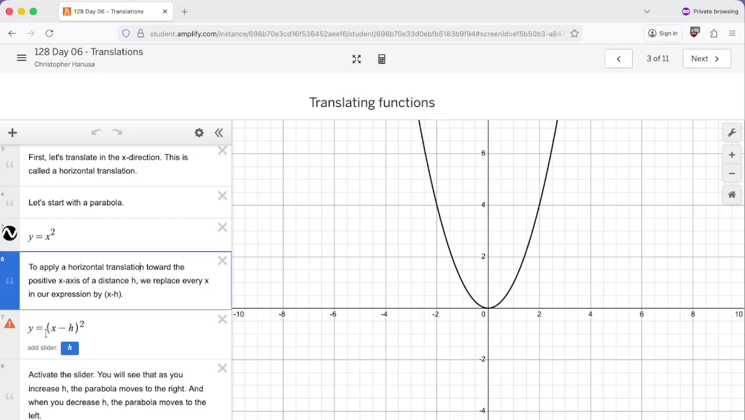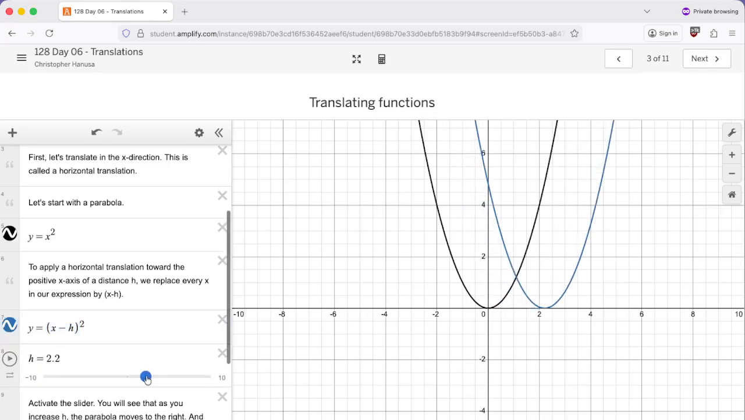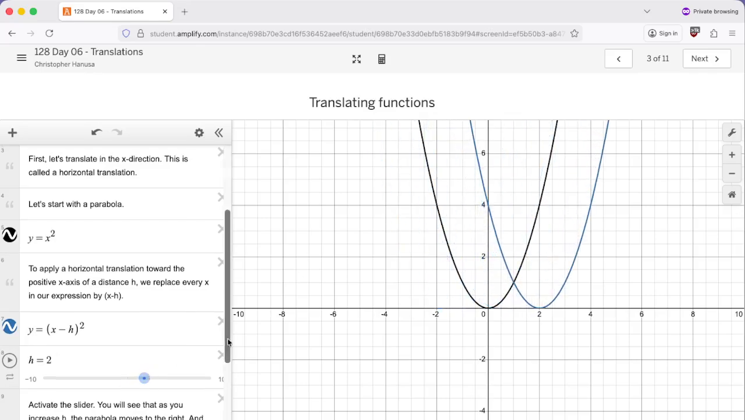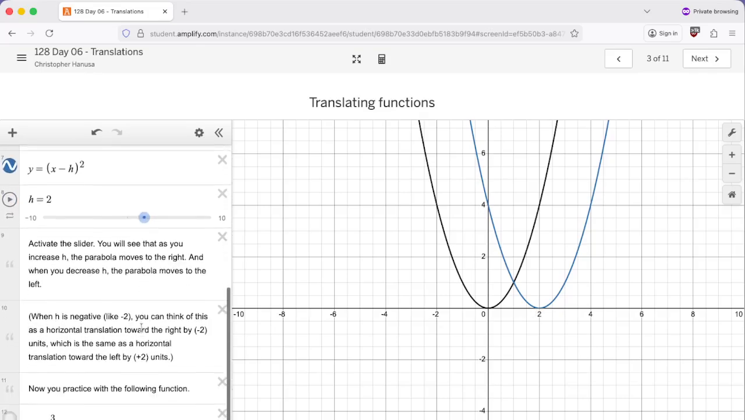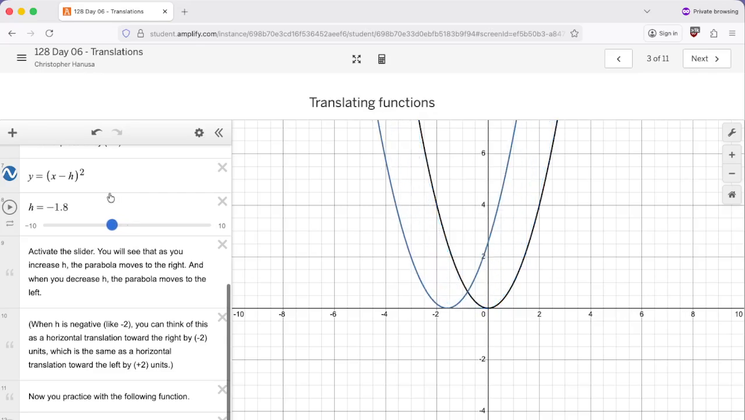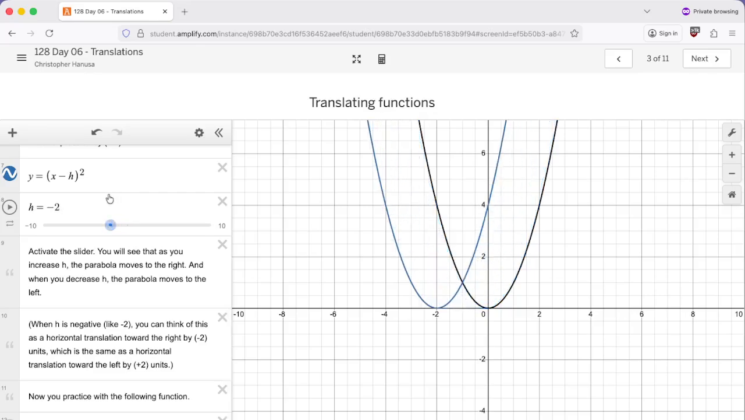So to do that, every place you see an x, replace it by x minus h. Make sure you use your parentheses. Don't forget your parentheses. So if we put the slider in here, you can see we've taken our black shape and we're now moving it to the right and to the left depending on what h is. Here, when h is 2, we've moved this whole black shape over 2 units in the x direction. When h is a negative number, we've moved it to the left. And when h is a positive number, you move it to the right.